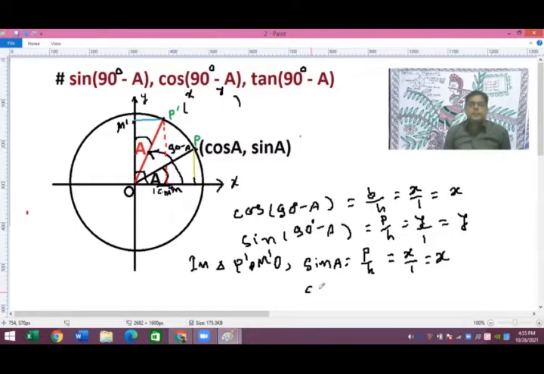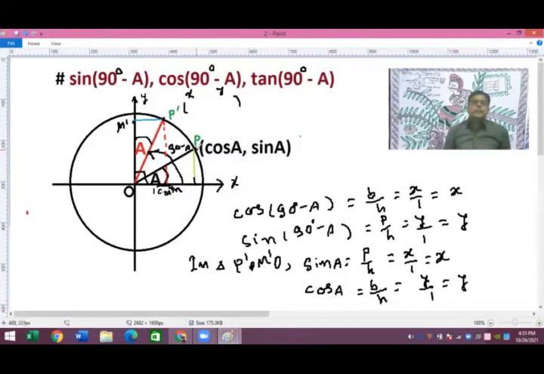And if you talk about cos A, in that case cos A is defined as base by hypotenuse, and the base you can see is along the positive y-axis, that is M dash O. And M dash O is equal to M P dash, which is the y coordinate for the point P dash. In that case, b is the y coordinate, and h is the radius of the unit circle, which is 1, and hence the y coordinate is in fact cos A.